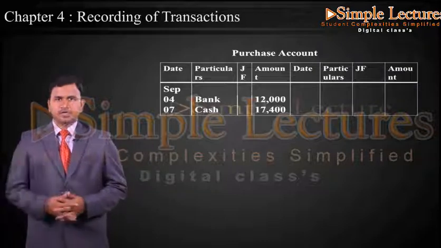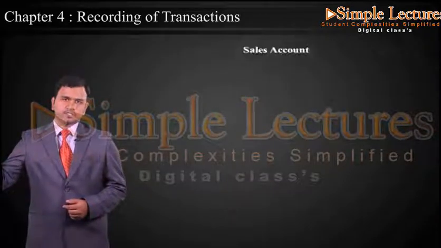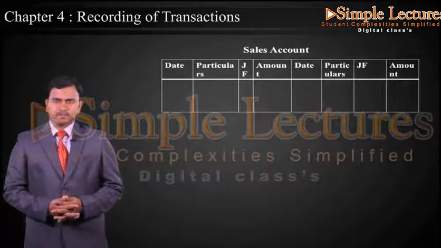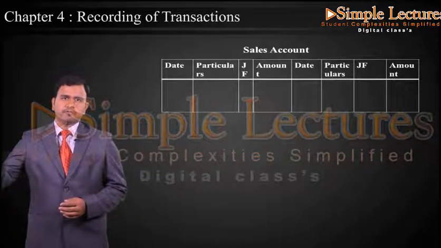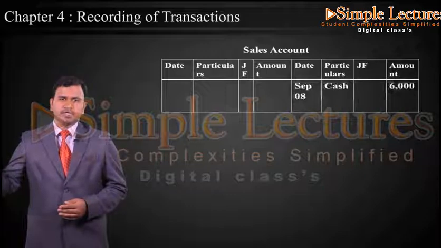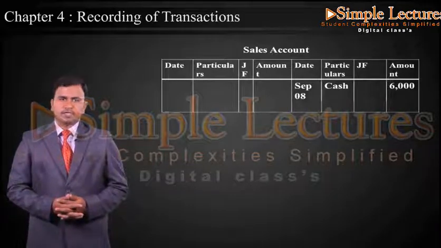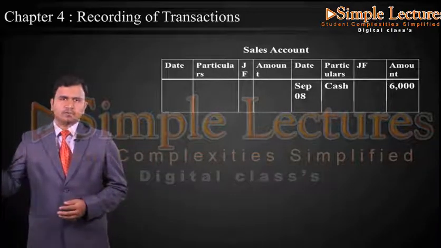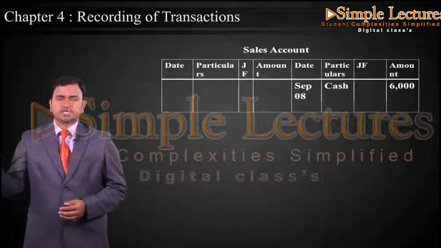So let us take the account first. The title will be sales account and the format remains the same. From the debit side of the cash book we are going to post to the credit side. The date is September 8 and the entry will be by cash account in the amount column, 6,000. Why is it cash account here?